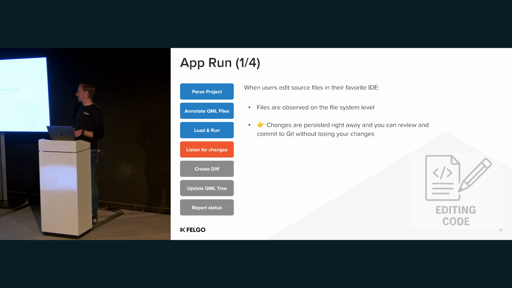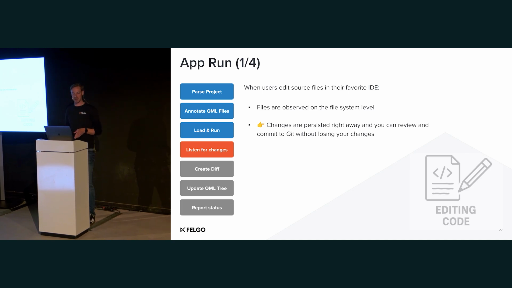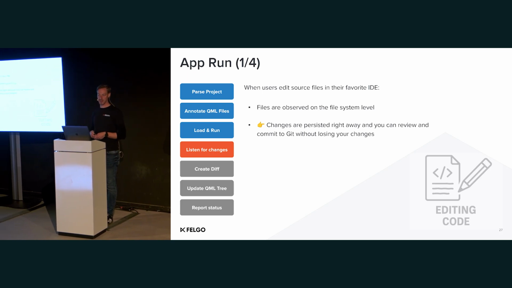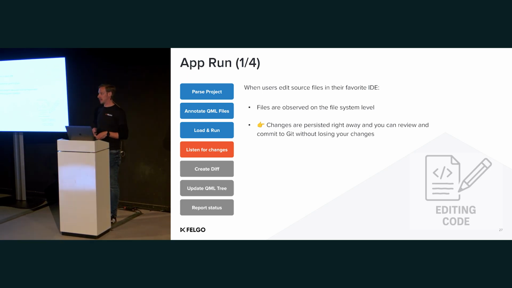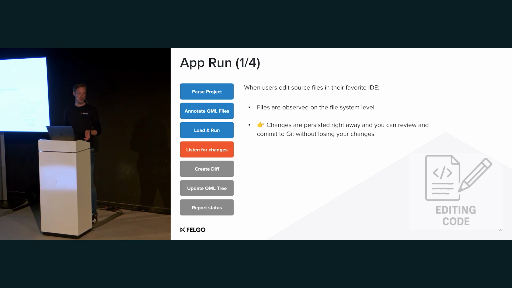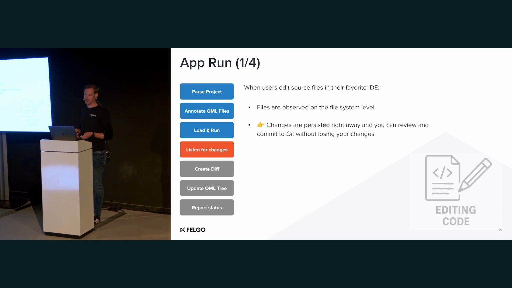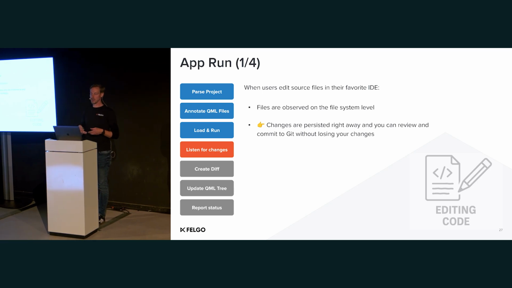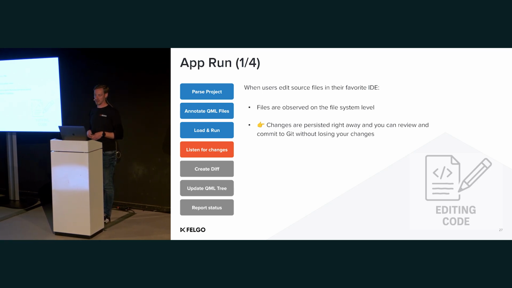And then we're in the app run phase. So our program is up and running, and we are now waiting until users actually edit source files in their IDE. So the files are now observed on the file system level. This has a nice side effect compared to tools like GammaRay, where you might change properties during runtime to test things out. When we're doing this on the file system level, we have the advantage that the changes are persisted right away. So if you change something, you have that git diff, for example, already, and you commit it once you're ready. So you don't lose the changes that you were trying out.